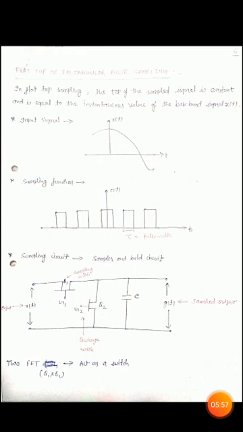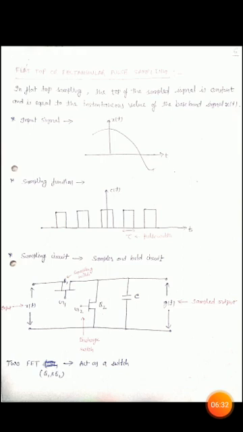In flat top sampling, again we define an input signal, noted by small x(t). Then after the input signal we define the sampling function. Again the sampling function is a periodic pulse train and the pulse width for each pulse is tau. This sampling function is noted by c(t). After the sampling function we define the sampler circuit. In the case of flat top or rectangular pulse sampling, we use a sample and hold circuit.